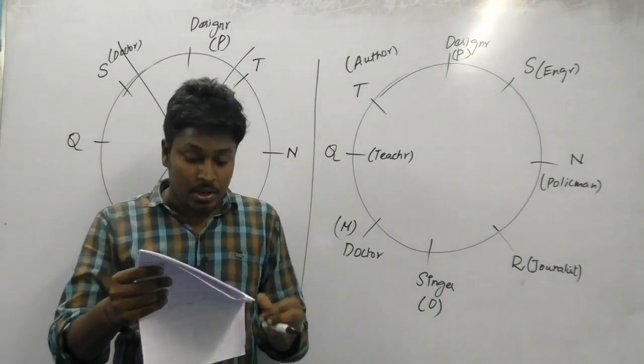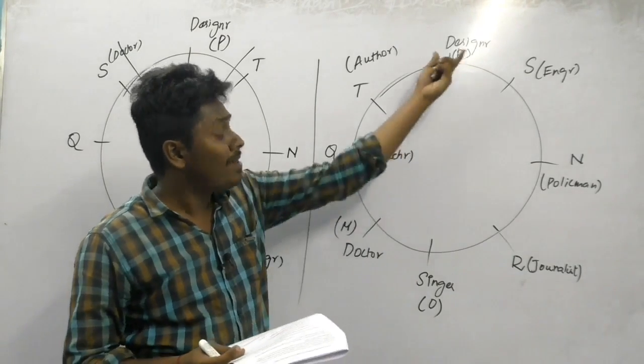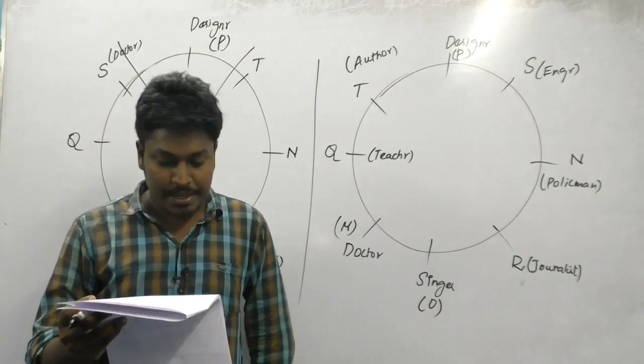Go for the 8th question. Which among the following is designer, right? Who is designer here? P is designer. So option number 5 will be the answer. Go for the 9th question.